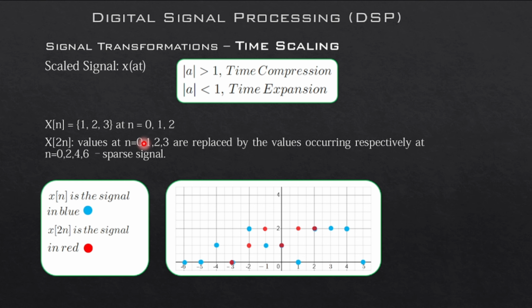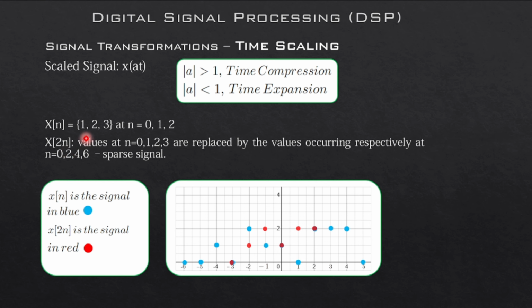For n equals 0, 2 times 0 won't make any difference, so the value of x[2n] would be the same as the value of x[n] at 0. It happens here to be 1. You see the red on top of the blue, red being the values of the new function x[2n].